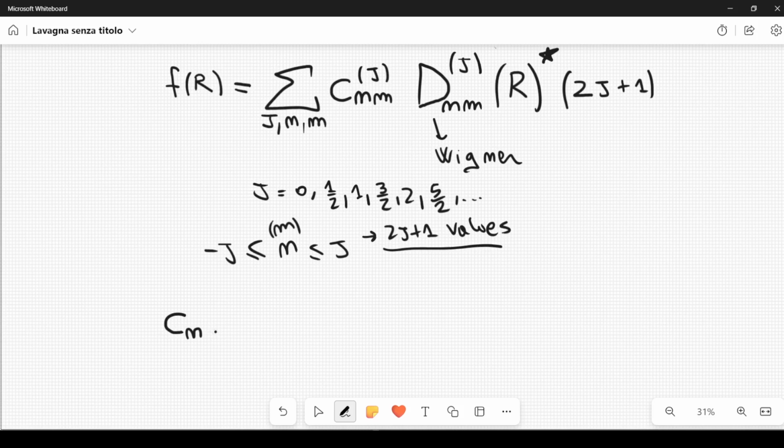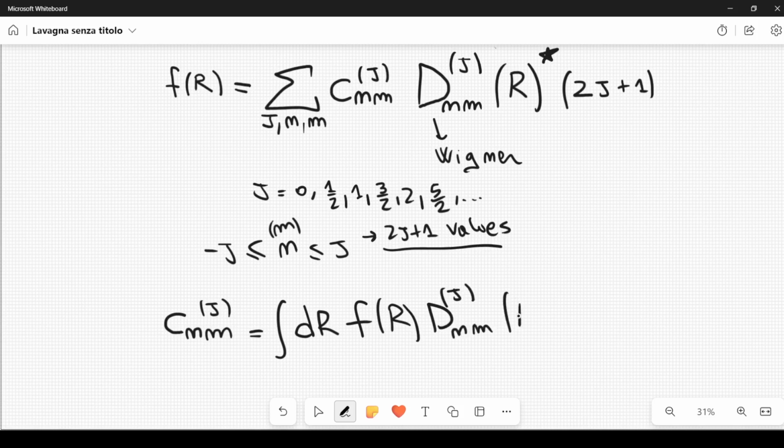So we have c^j_{nm}, and we define it to be an integral over R, and I will have to explain what this dR means in a moment. So we integrate over R, over the group, then we have f of R, and then we have the Wigner matrices D^j_{nm} of R, and this is indeed c^j_{nm}. Now you can see here that the Wigner matrices are not complex conjugated like in the expansion, so we don't take the star of this.